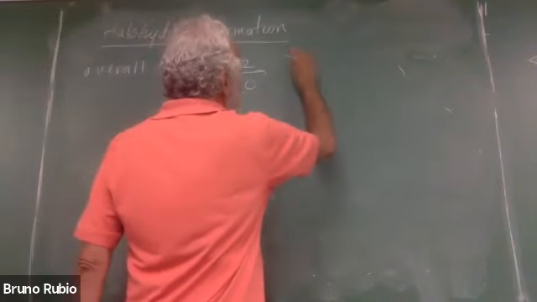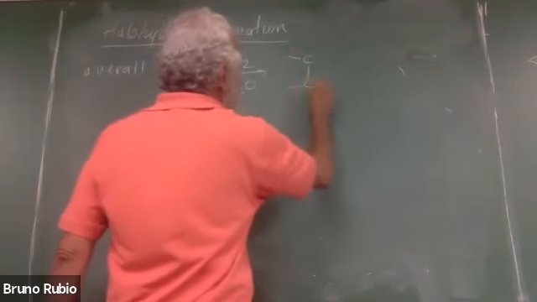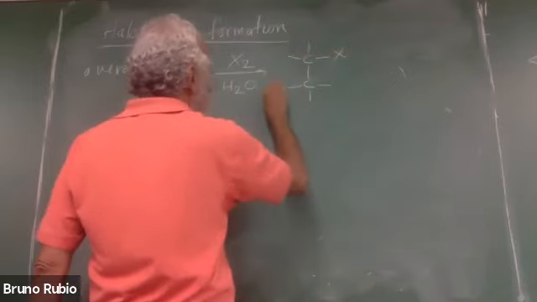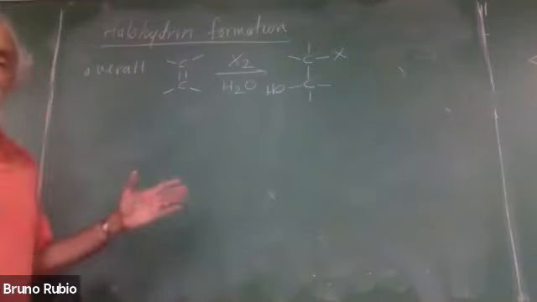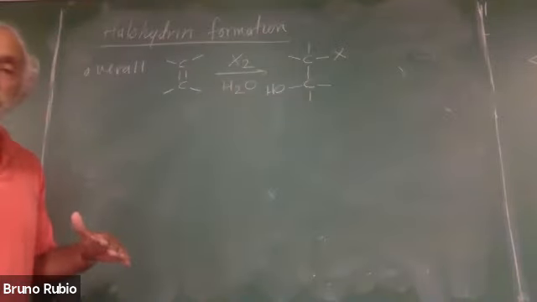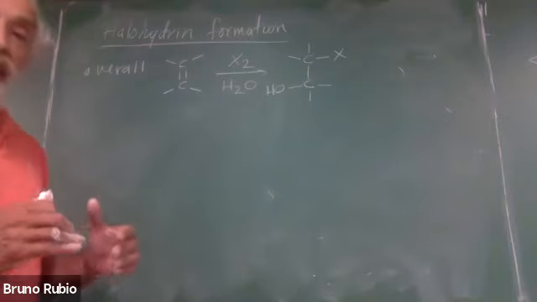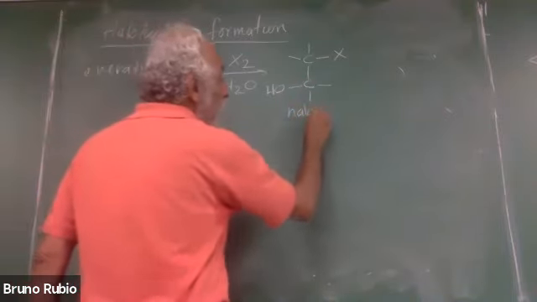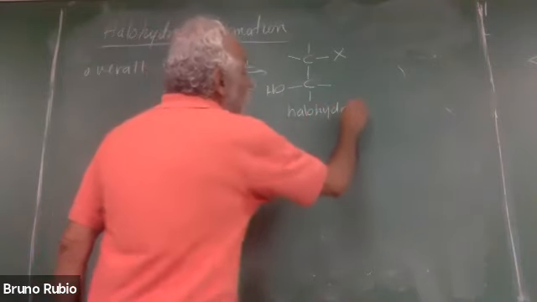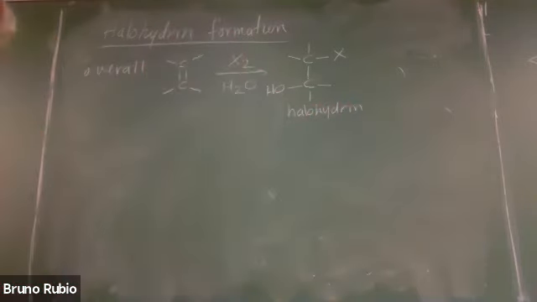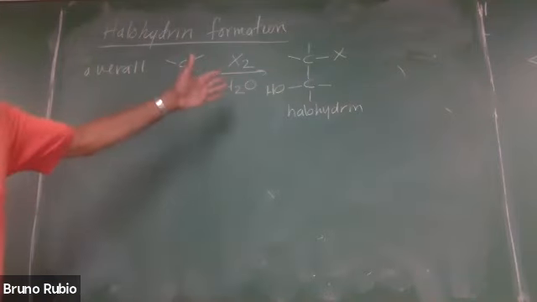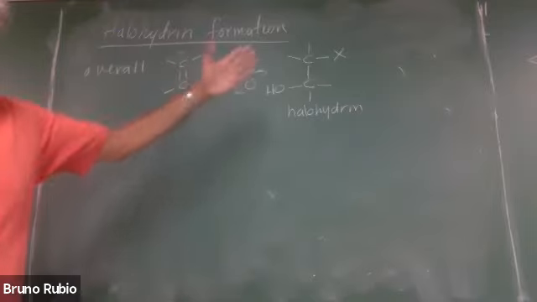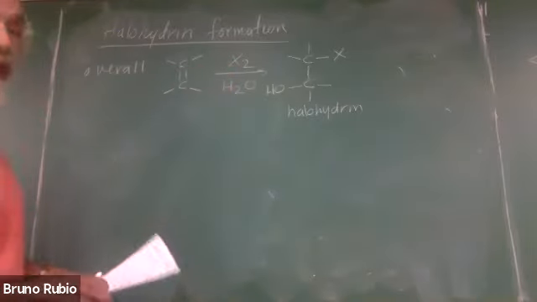And what happens here is, once again, that carbon-carbon double bond is degraded to a single bond. And you're going to get X at one end of where the double bond used to be, and OH at the other end of where the double bond used to be. This is called a halohydrin. It's a special kind of alcohol, right? It's an alcohol that happens to have a Cl or a Br or an I on the carbon next to the alcoholic carbon.